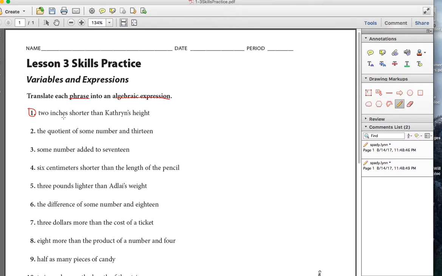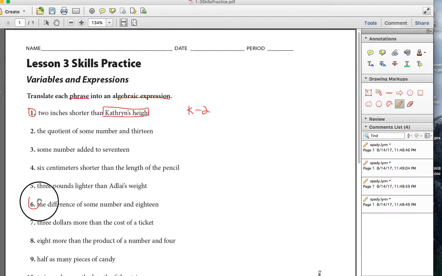For number 1, 2 inches shorter than Catherine's height. We don't know what Catherine's height is, so we'll just define the variable k. And 2 inches shorter than that would be Catherine's height minus 2. So very simple. I'll jump down to number 6.